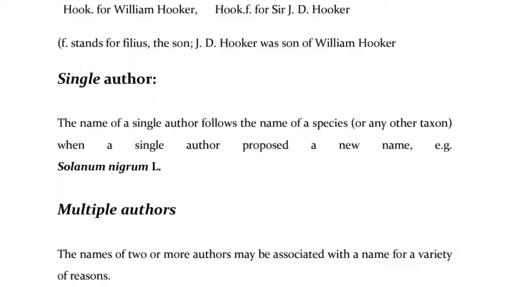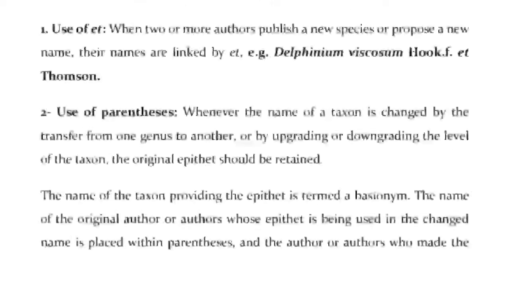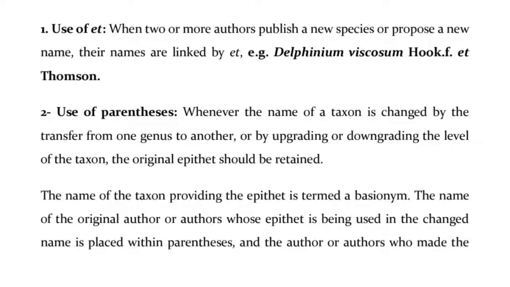Single author. The name of a single author follows the name of a species or any other taxon when a single author proposed a new name, e.g. Solanum nigrum L. Multiple authors. Names of two or more authors may be associated with the name for a variety of reasons. 1. Use of et. When two or more authors publish a new species or propose a new name, their names are linked by et, e.g. Delphinium viscosum Hook. f. et Thomson.